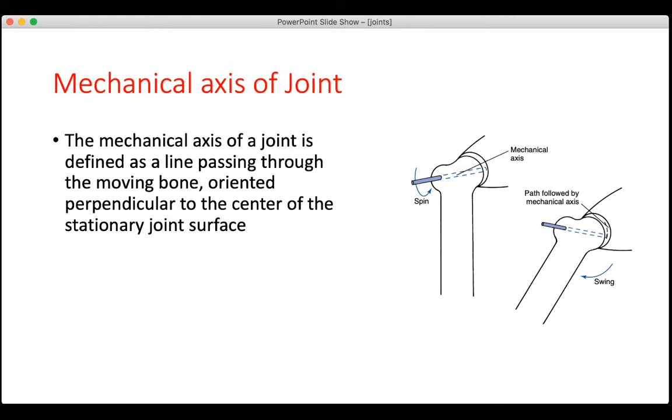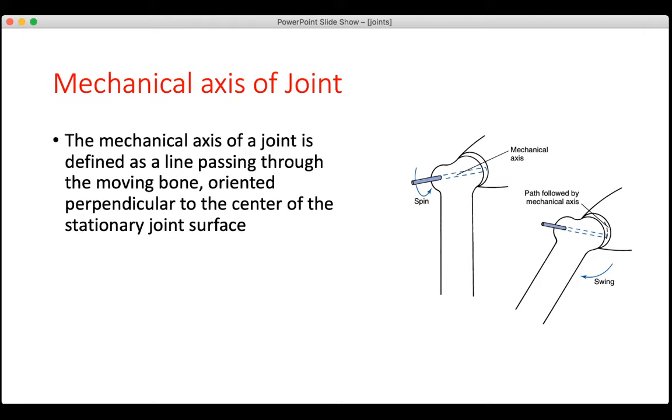So the direction of axis is perpendicular to this movement. So this axis is known as mechanical axis. The mechanical axis of joint is a line passing through the moving bone. So bone kaun sa move kar raha hai? This one. Iske through jo pass kar rahi hai, perpendicular to the center of bone. Perpendicular to the center of the stationary joint surface.